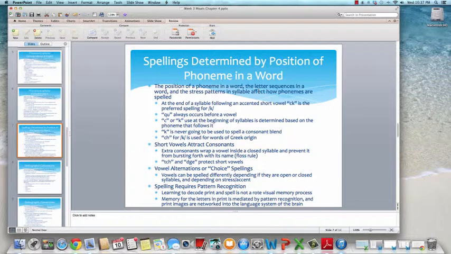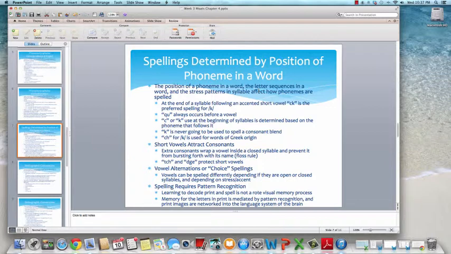Then it talks a little bit about the O sound and how many of those ending in the phoneme O use a plain O spelling 148 times. OE is used 12 times and OW 74 times. So most of the time, O is going to be used at the end of an open syllable. OW 74 times. OE is going to be the least used ending for O when it comes to spelling.